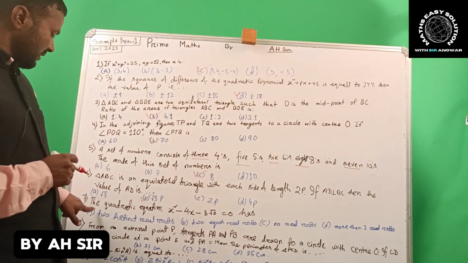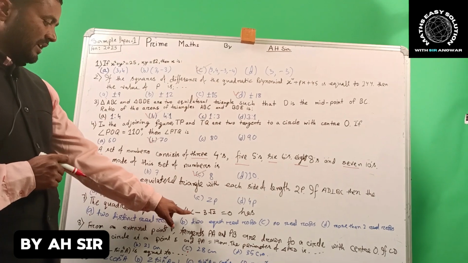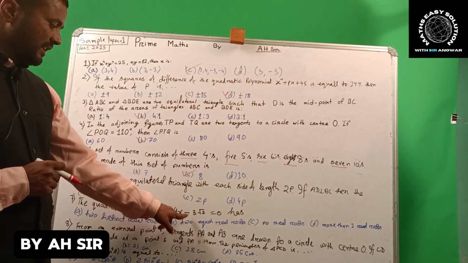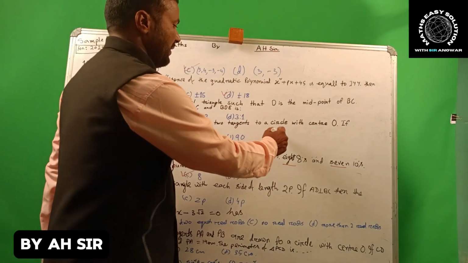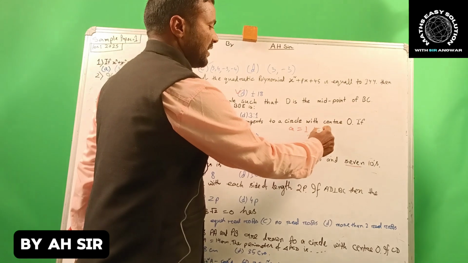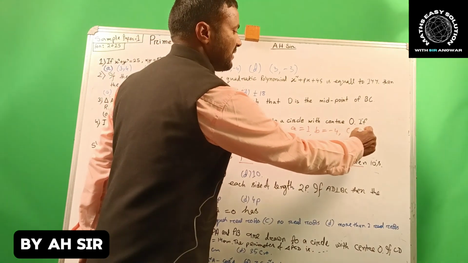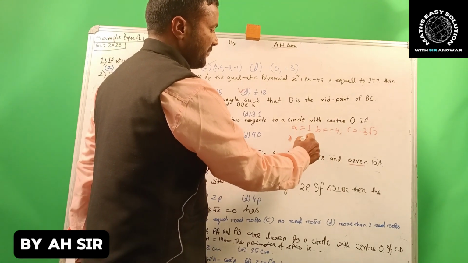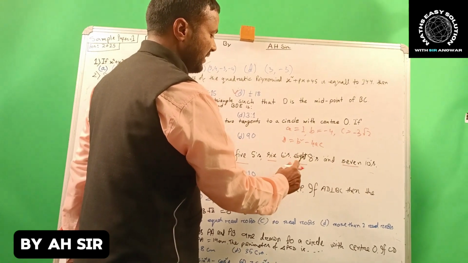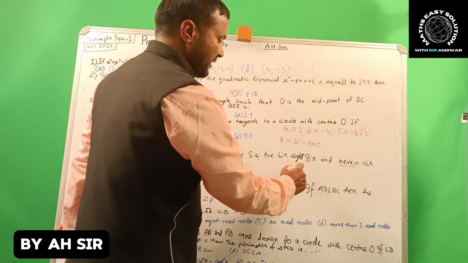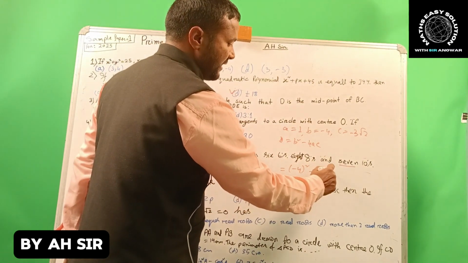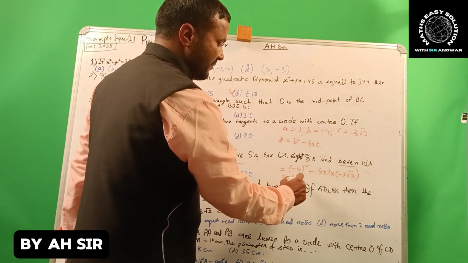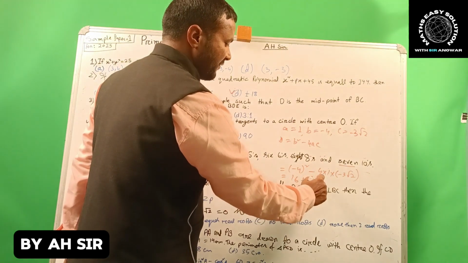Okay, see now, the quadratic equation x square minus 4x minus 3 root 2 equal to 0. Here a equal to 1, b equal to minus 4, c equal to minus 3 root 2. Now as you know, d equal to b square minus 4ac. If I calculate here, b is minus 4, a is 1, c is minus 3 root 2. Now if I calculate here, 16 plus 4 times 3, 12 root 2.